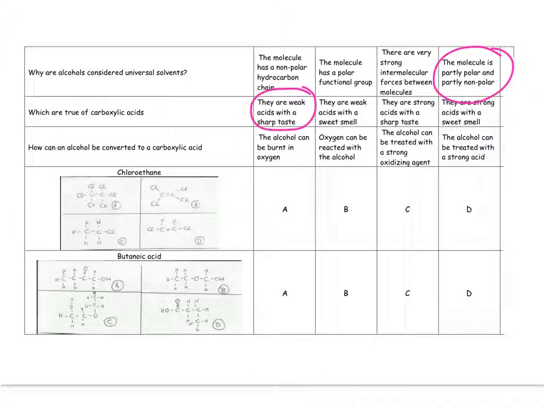How can an alcohol be converted to a carboxylic acid? You can treat the alcohol with a strong oxidizing agent, in other words, add a lot more oxygen to it, and suddenly you'll go from C-OH to C double bond O at the end, which is a carboxylic acid.